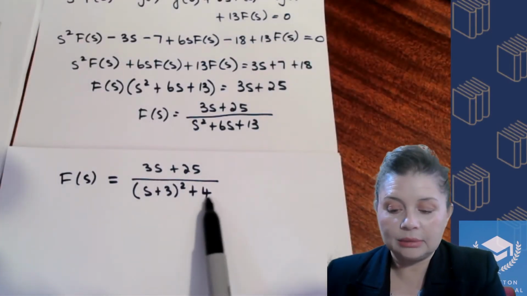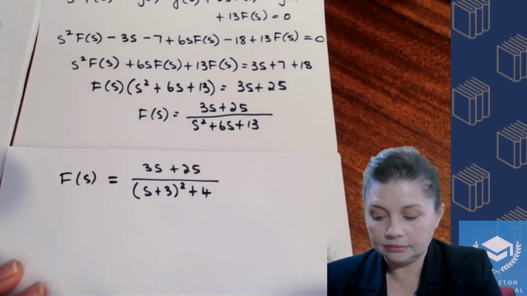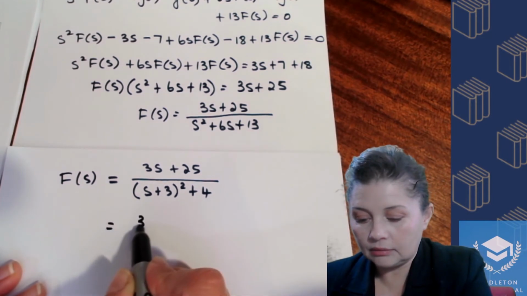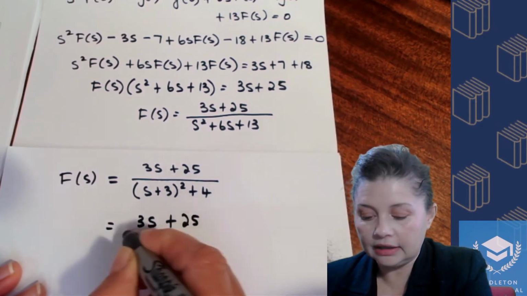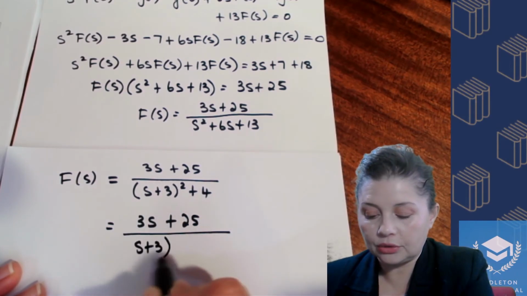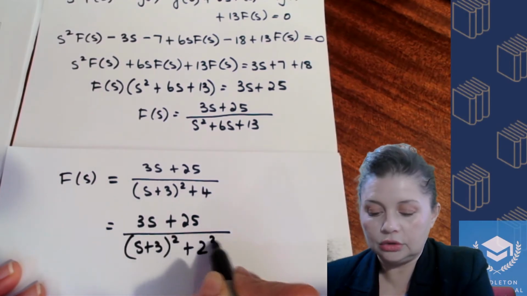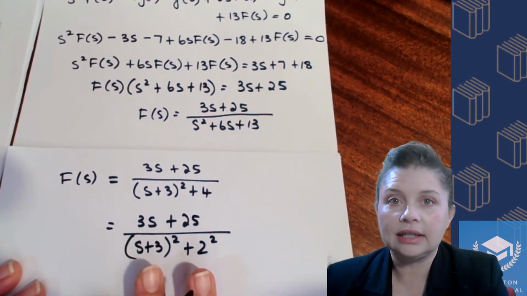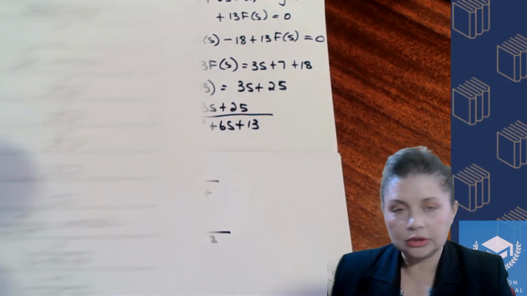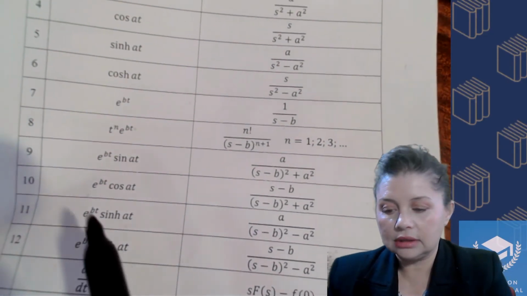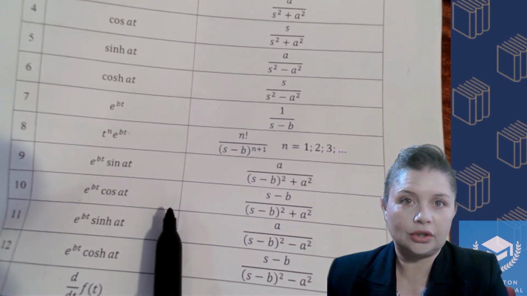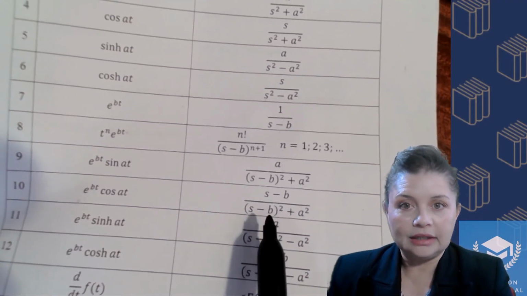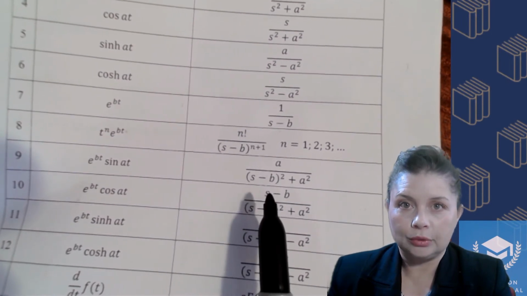The second term can be written as 2 squared. So let's do that. 3s plus 25 over (s plus 3) squared plus 2 squared. Okay, so our denominator is in either number 11 or number 12 on our table. No, sorry, not 11 or 12, it is number 9 or number 10. So once you've got your denominator in the form that is on the table, you move to your numerator, right?